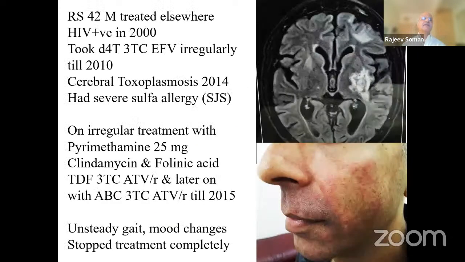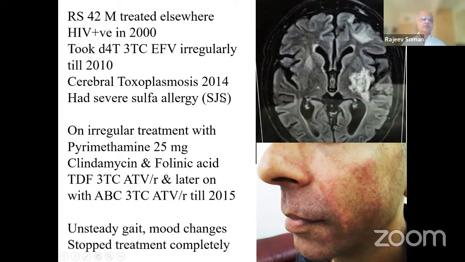So let's see this first case. This was a 42-year-old male patient. He was treated elsewhere, and was detected to be HIV positive in 2000. He took stavudine, lamivudine, and efavirenz irregularly for almost 10 years. He had developed cerebral toxoplasmosis in 2014, and he had severe sulfa allergy, including Stevens-Johnson syndrome, when he was being treated for toxoplasmosis.